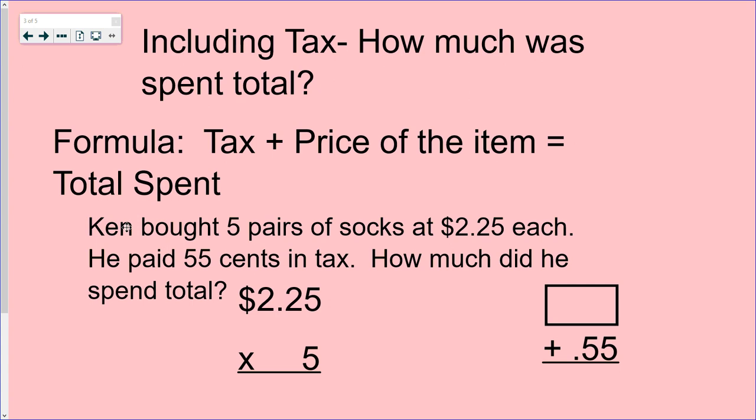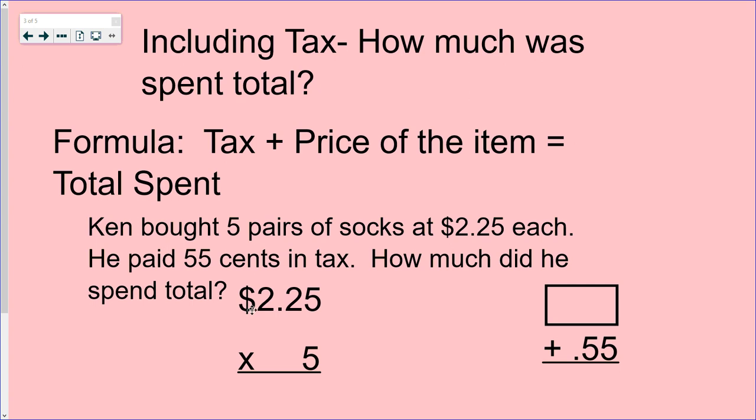So first we have Ken bought 5 pairs of socks at $2.25 each. Now here's where reading the question carefully is important. He didn't buy 5 pairs of socks for $2.25. He bought 5 pairs of socks, and each of those pairs was $2.25. And then it says he paid 55 cents in sales tax. How much did he spend total? This is a two-step problem.